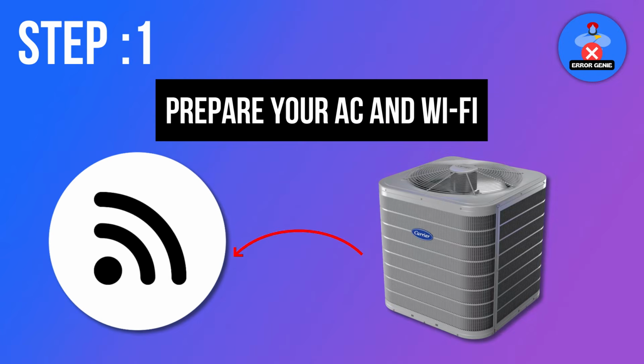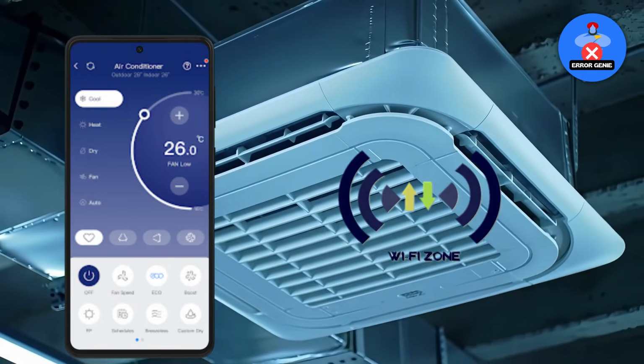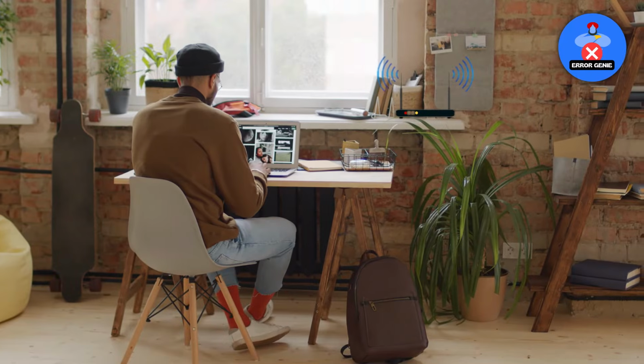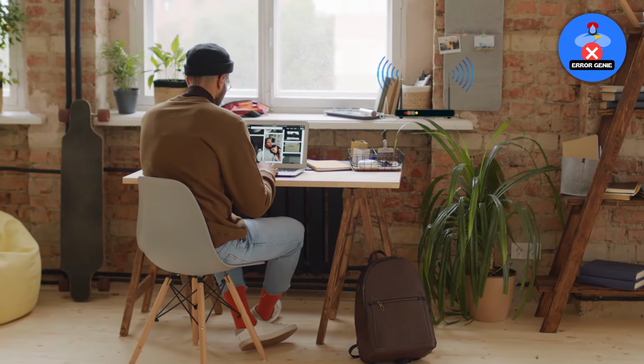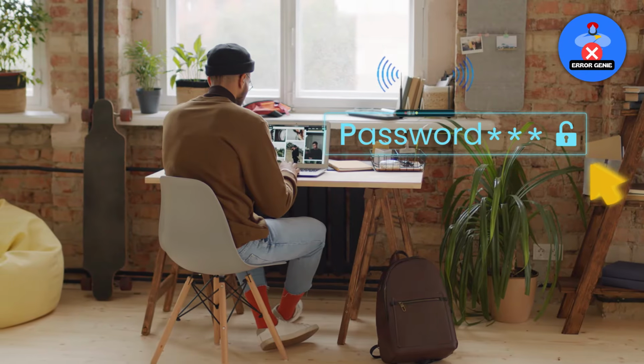Step 1. Prepare your AC and Wi-Fi. First, make sure your Carrier AC model supports Wi-Fi connectivity. Most recent models do. Also, check that your home Wi-Fi is working properly and that you know the password, because we'll need it during setup.